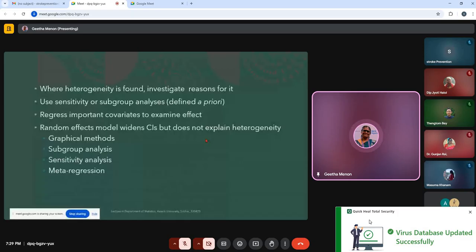When heterogeneity is found, then the reviewers cannot just say that there is heterogeneity, and you cannot publish that review without investigating the reasons for heterogeneity. For investigating the reasons for heterogeneity, various methods can be adopted. One is doing a meta-regression, which is a statistical method of looking at heterogeneity and identifying the sources of heterogeneity. And there are other graphical methods also which are useful for explaining heterogeneity, and these are the subgroup analysis, the sensitivity analysis, and other graphical methods.